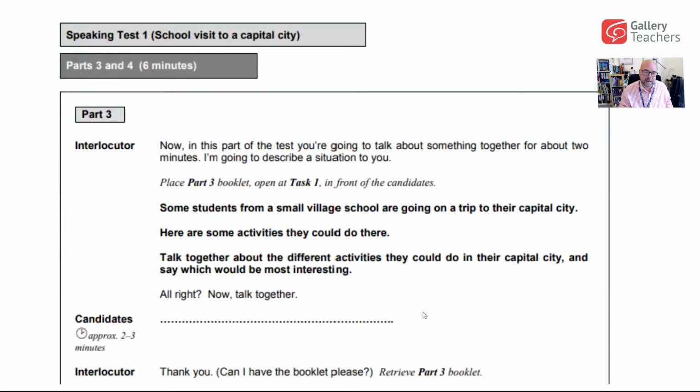So I'm showing you here the third part of that PET speaking test. And the image that they receive tells them that students from a small village school are going to go on a trip to their capital city. And here are some of the activities they should do there. Talk together about the different activities they could do in their capital city and say which would be the most interesting. And they have 2 to 3 minutes for this. Let me show you the picture that they receive.